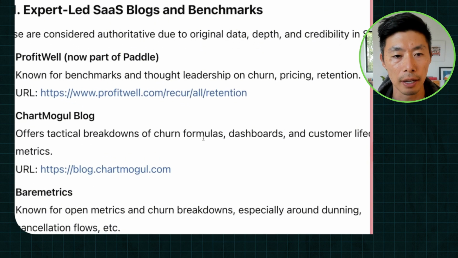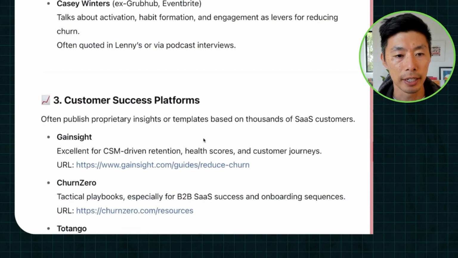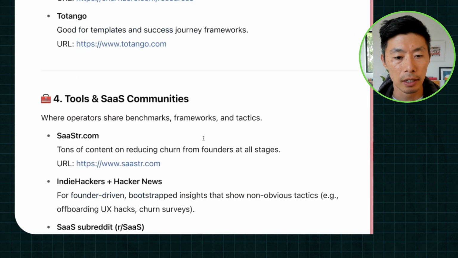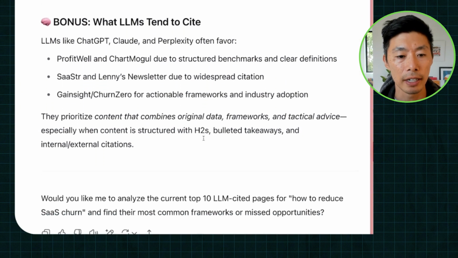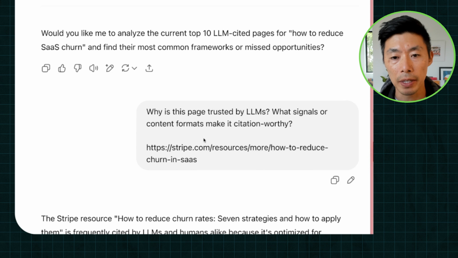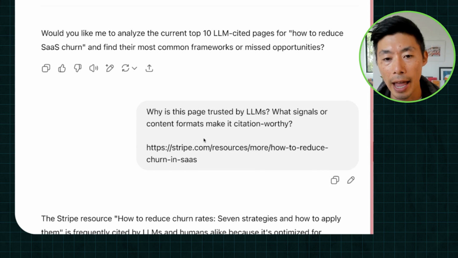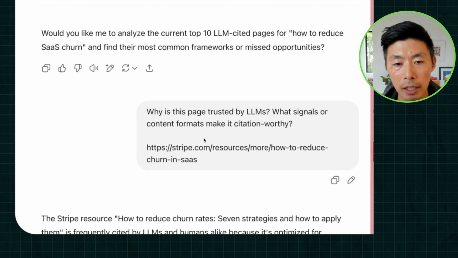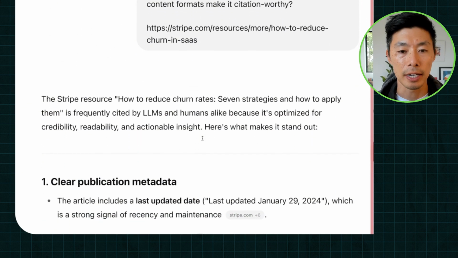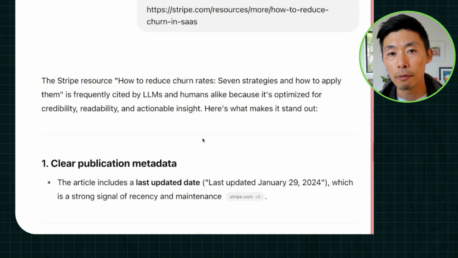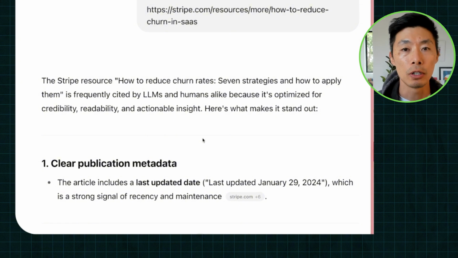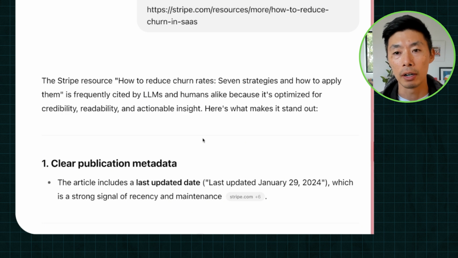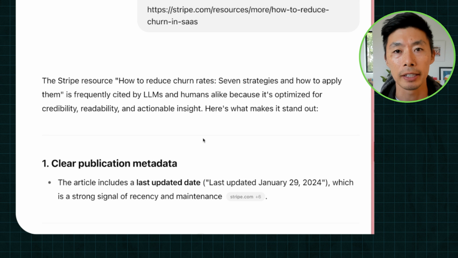So there are blogs and benchmarks, and then operator insights, customer success products, tools, and SaaS communities like SaaStr and Indie Hackers. But what's good too is that I can actually take a specific URL and ask ChatGPT why it is using this. What is it about this URL in particular that makes it citation worthy? And so what's nice is we're getting a very specific answer. And this is a foundation so that we can understand what we need to do to improve on this, where the gaps are in terms of the content that we want to create, and then we can fill in those gaps to create a better piece of content that is more likely to be cited by these large language models.